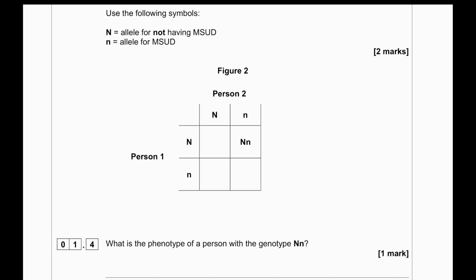So we will see capital N is the allele for not having MSUD, which is dominant over the small n, which is the allele with MSUD. We can see capital N and small n, and small n and small n. To find out which one is the genotype, we will always point from the gametes of person 1 and person 2, and the resulting genotype of the child is represented in that way.